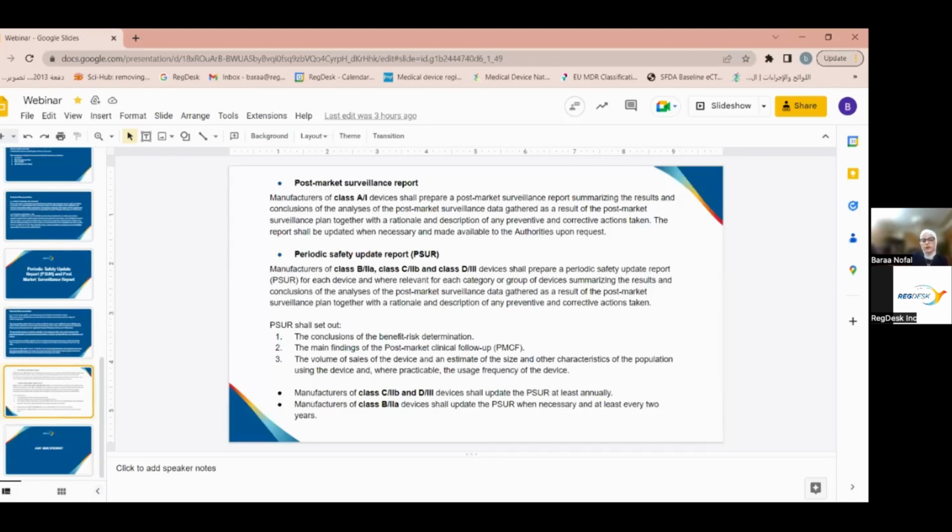And last but not least, the manufacturers of class C or 2B and class D or 3 need to submit or update the BSUR at least annually. Why do we say at least annually? Because these classes are high risk, and maybe they will receive a lot of defects. Manufacturers of class B or 2A devices shall update the BSUR when necessary, at least every 2 years.